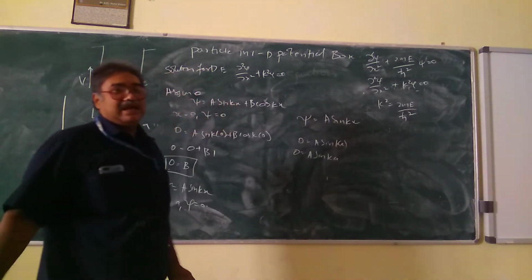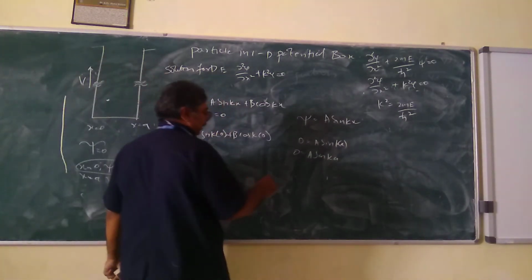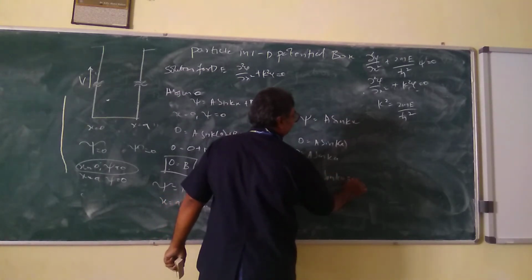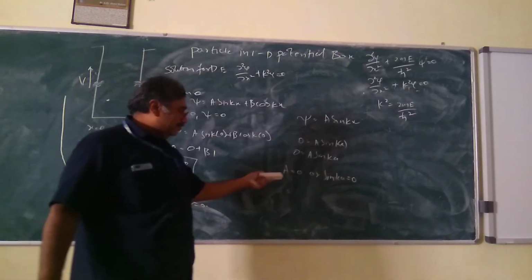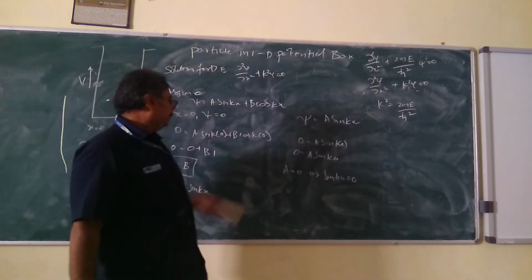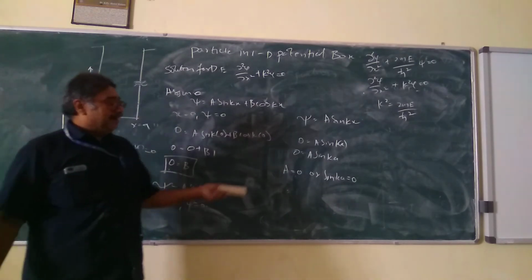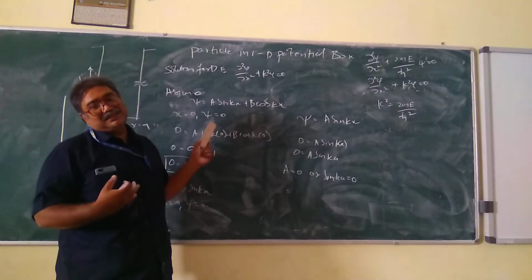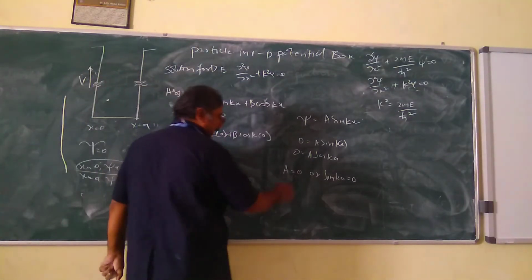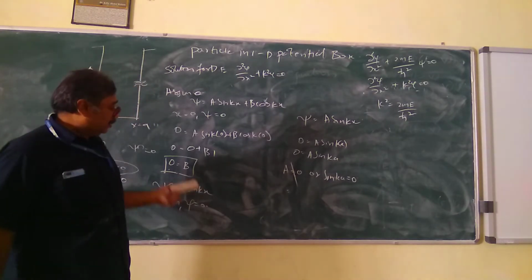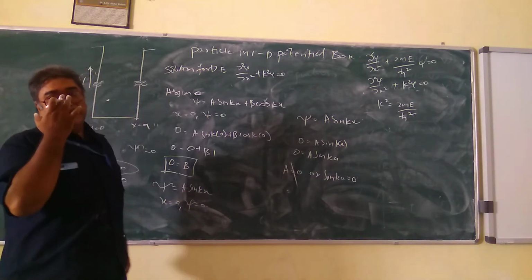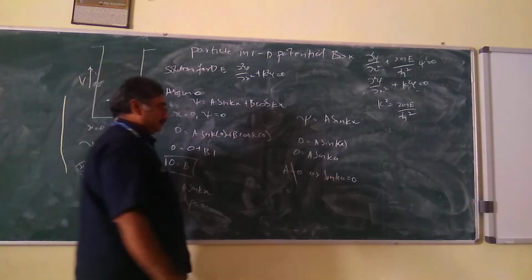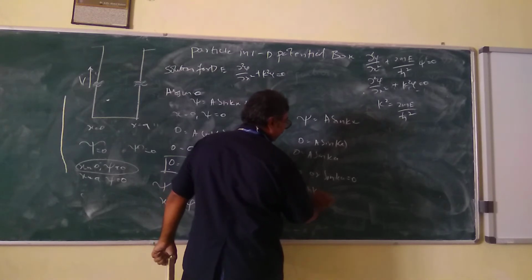From here, either A can be 0 or sin ka can be 0. Already B equals 0. If A equals 0, that implies there is no wave at all, but we are assuming that there is a wave. Hence A can never be 0, because B is already 0. When A is not equal to 0, the only choice left is sin ka equal to 0.